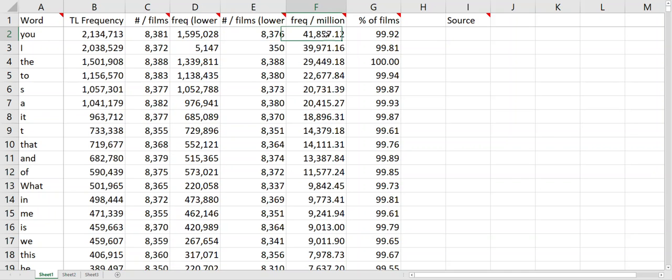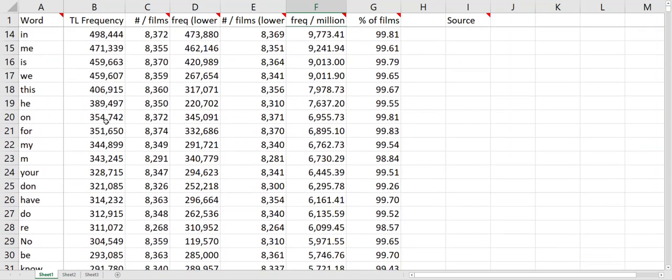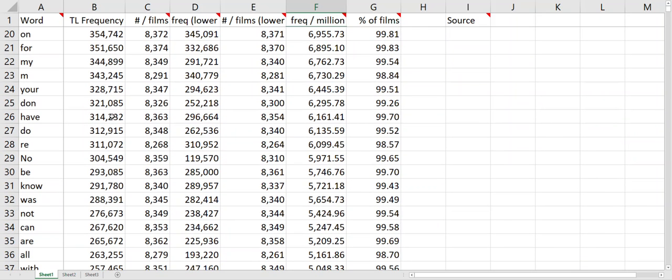A good reference is this one right here, frequency per million. If you're comparing how often something occurs in one collection of words to another, the frequency per million is a really good standard to measure it by. So this gives you an idea of some of the most important words.